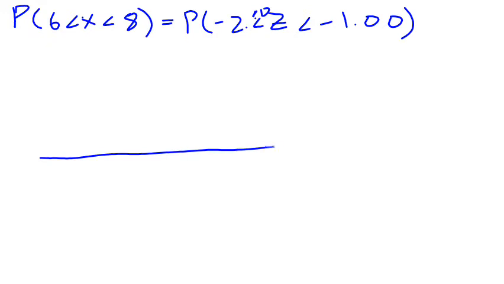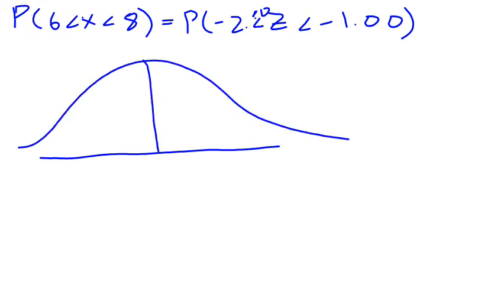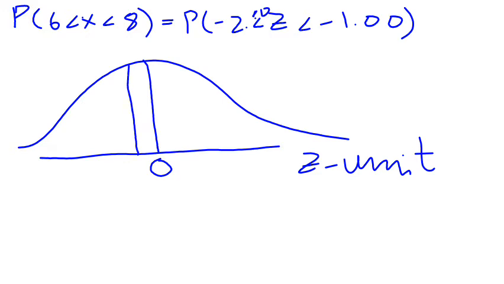So this is the curve. The mean of the z scale is always 0, so we write 0 here. Now z less than minus 1: minus 1 is less than 0, so minus 1 will be somewhere here and minus 2 will be somewhere here. So we need the area between minus 1 and minus 2, so we need this area.